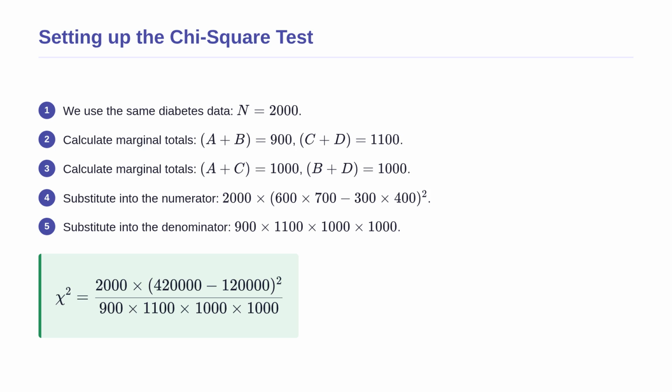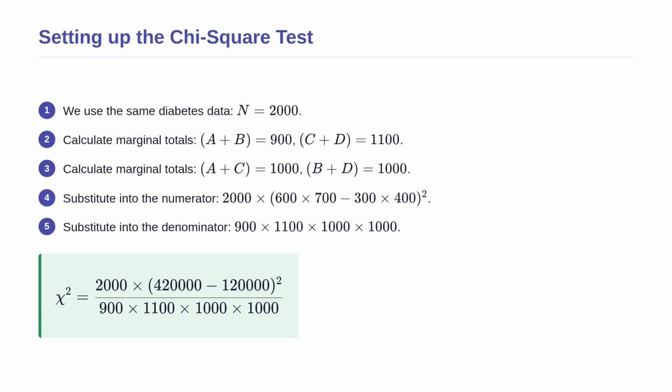Having seen the formula, let us apply it to our diabetes example to see if our odds ratio holds up. We are given the same data, so our total sample size n is 2,000. First, we need the marginal totals for the denominator.